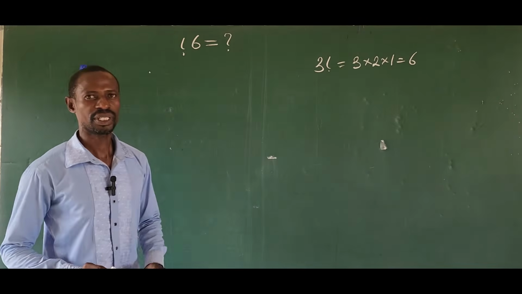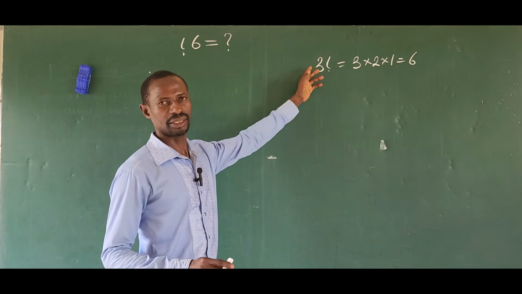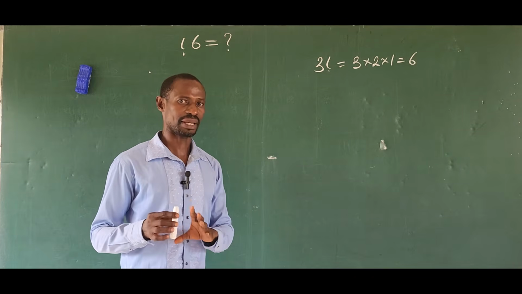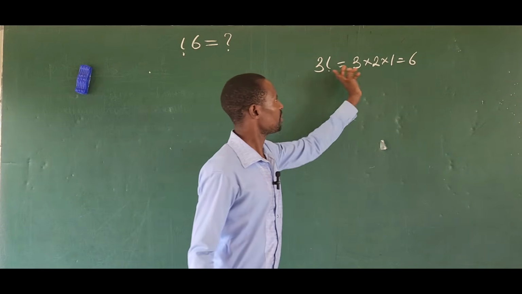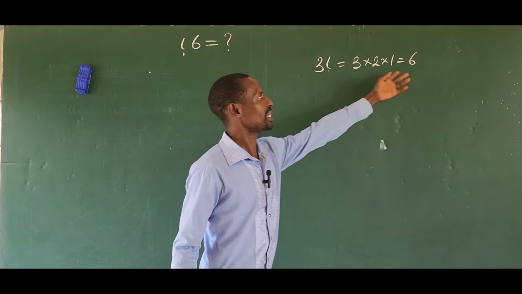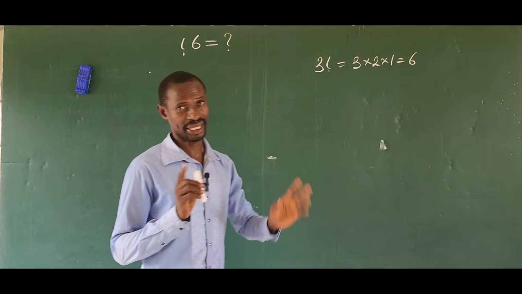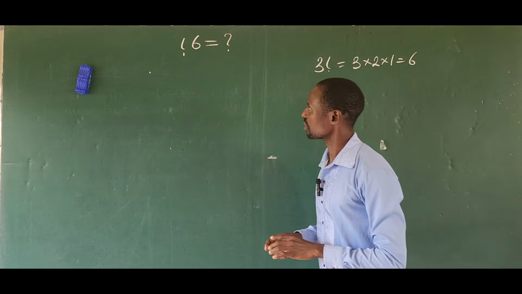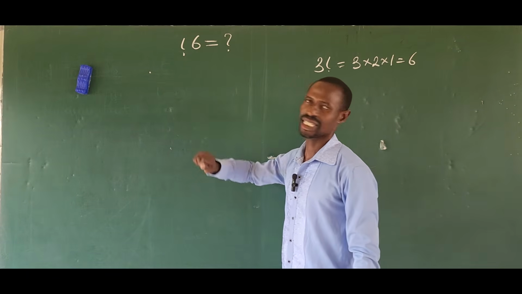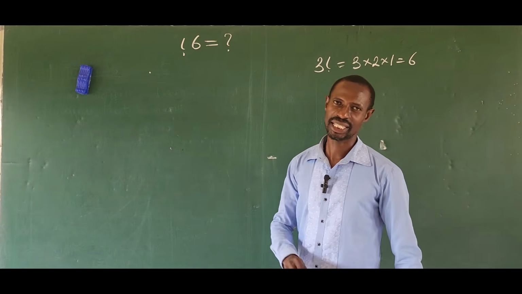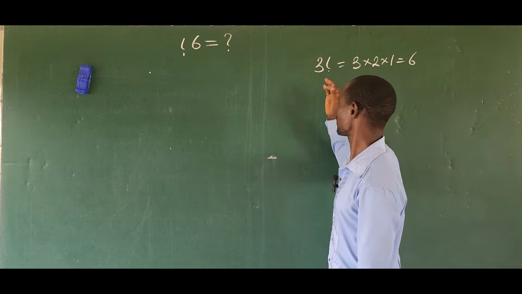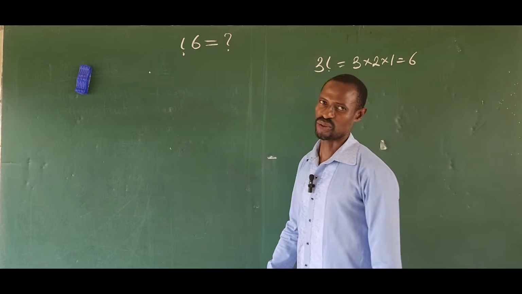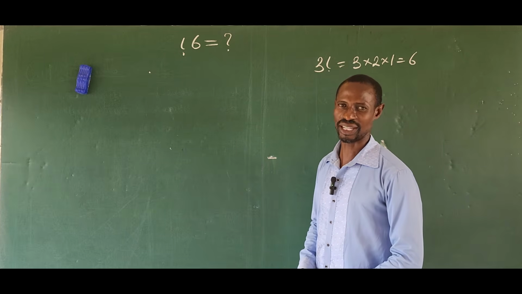If we say factorial of 3, it means the number of times we can arrange 3 items. So it means we can arrange 3 items here in 6 different ways. But now if you check the expression we have here, we have the factorial symbol at the back of the 6. The factorial is written at the front in this case, but here it is at the back. And what we call this is the subfactorial.